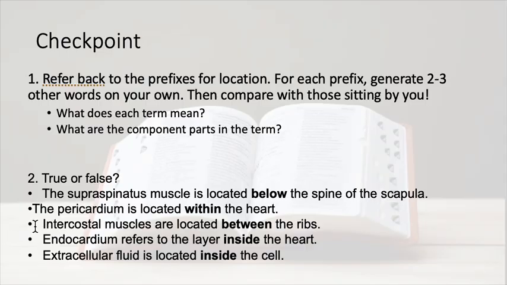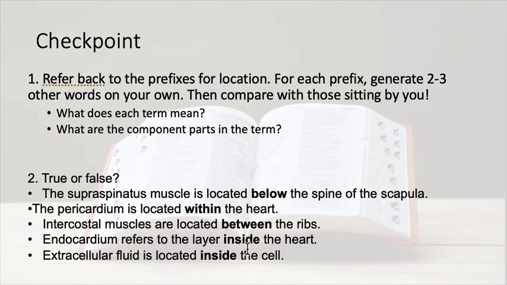True or false? The intercostal muscles are located between the ribs. In this case, this is true. Inter means between. So intercostal means pertaining to between the ribs. So these are the muscles that are between the cartilage of the rib cage.